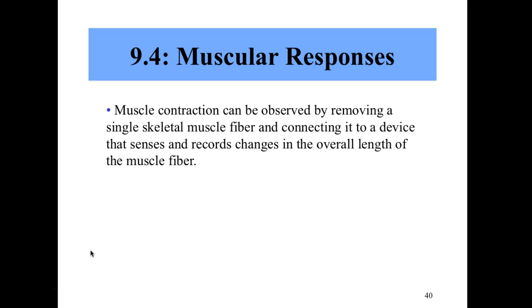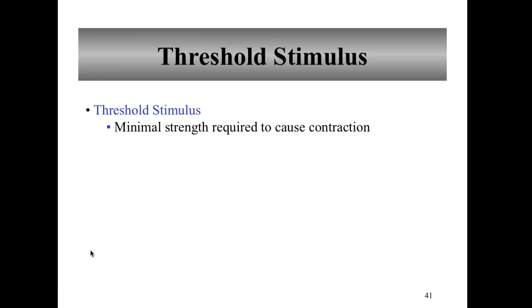So we know ultimately that a muscle contraction can be observed by removing a single skeletal muscle fiber and connecting it to a device that senses and records changes in the overall length of that muscle fiber. If you were to take an animal physiology course down the road, you might do this with a frog leg. Send an electrical impulse down to the frog's leg and watch it twitch. And so when we look at that, we talk about the threshold stimulus. Basically, the threshold stimulus is the minimal strength required to cause a contraction.